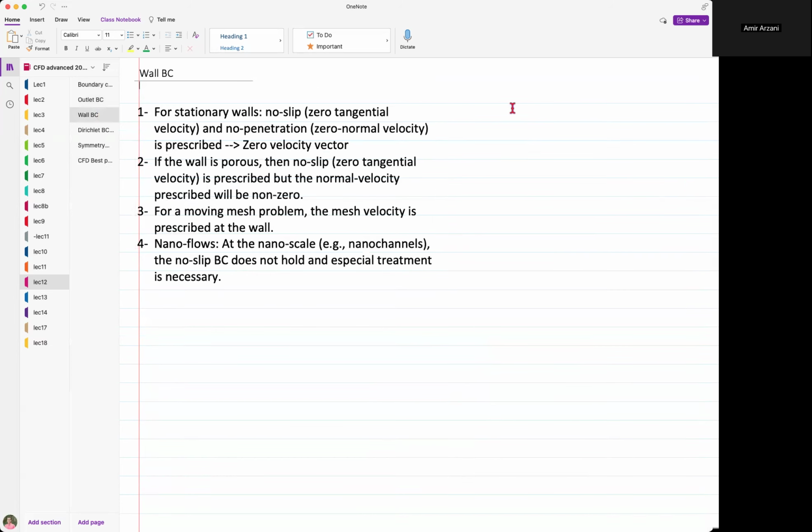Okay, so for the walls, if you have rigid walls, we use no slip, which means zero tangential velocity and no penetration, zero normal velocity, or just zero velocity vector. If our wall is porous, we still use no slip or zero tangential velocity, but for normal velocity we no longer necessarily impose zero normal velocity. If you have a moving mesh problem, the mesh velocity is prescribed at the wall. And if you're dealing with nanoflows, you have to be careful that the no-slip boundary condition does not hold anymore, and you need special kinds of treatment there.